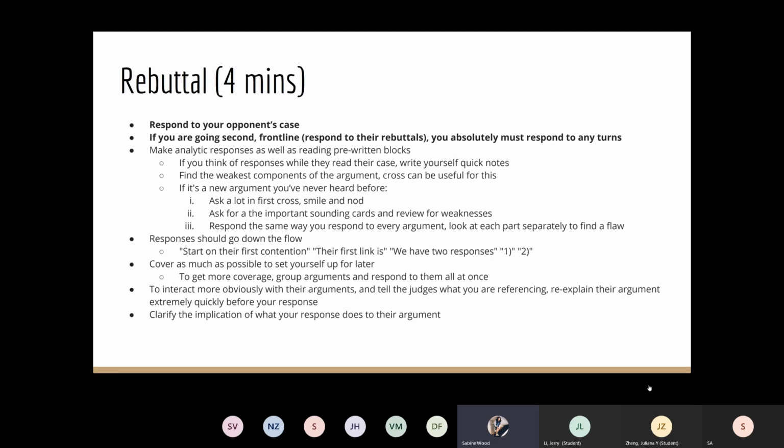And then the other really important part of rebuttal is, if you want to be more effectively set up for later in the round, you're going to need to interact as obviously as possible with their arguments. So before you respond to an argument, not just to give the judge context as to where you are looking at on your flow and what kind of argument you're responding to, but also to explain how you're interacting with their argumentation. You need to re-explain their argument and then give your response to it, because otherwise you'll just have a bunch of responses kind of floating around attached to things, but there isn't an implication as to why your responses matter.